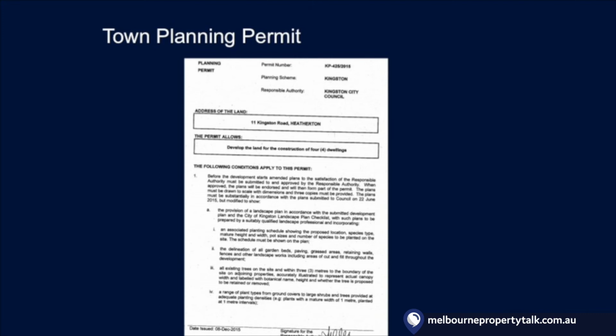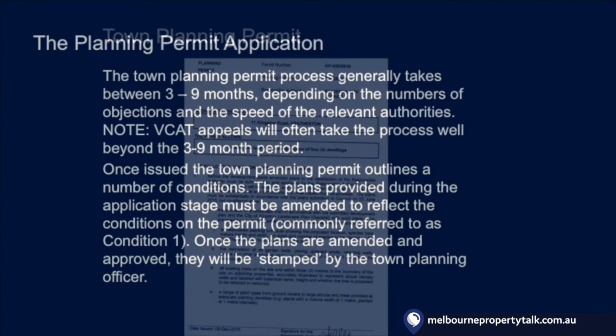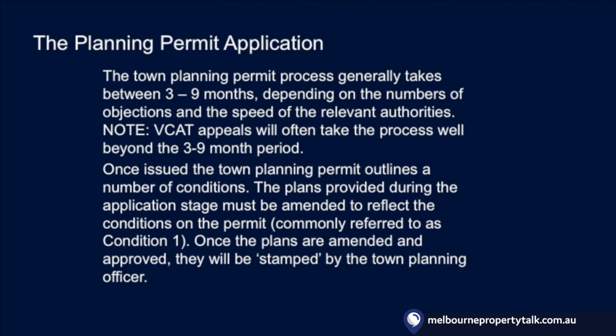But before celebrating, ensure you read every condition on the document. Conditions may require that substantial changes are made to the design, or that your development requires additional infrastructure to be incorporated into the construction phase, adding thousands to future costs. The town planning permit process generally takes between 3 to 9 months, depending on the number of objections and the speed of the relevant authorities. VCAT appeals will often extend the process well beyond that 3 to 9 month period. Just be aware of that.